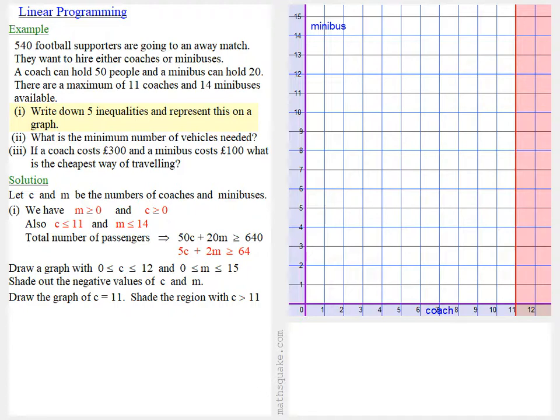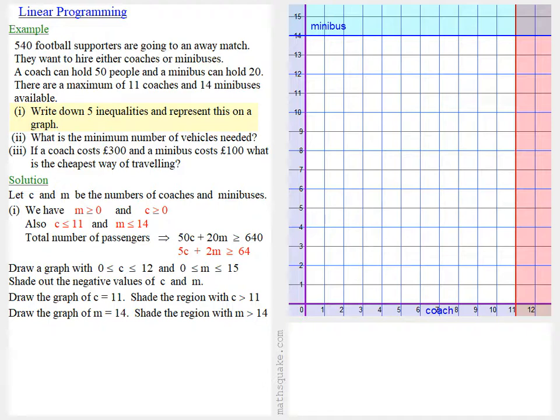Then we want to draw the graph of M is less than or equal to 14. So we draw the graph of M equals 14. This is a horizontal line crossing the M axis at 14. Now we want to shade out the region above the line because we want to shade out the region where M is greater than 14.